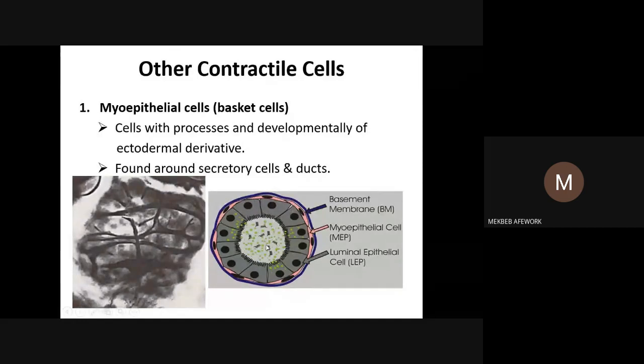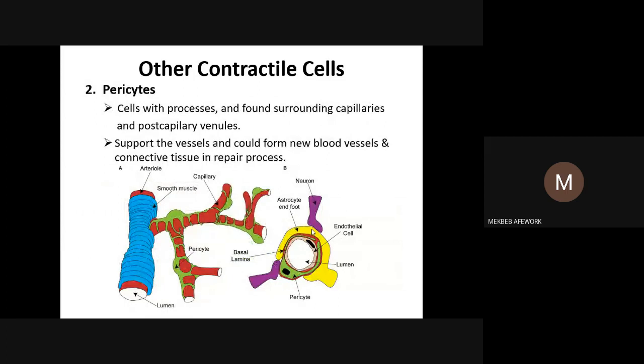You have a duct between the duct cell and the basal lamina. Inside, you have such contractile cells. They are able to contract because of, again, the myosin and the actin. So these are other contractile cells which are behaving like muscle. We have the pericytes. Pericytes are found around capillaries and the postcapillary venules. They are also contractile cells. They are behaving like muscle.